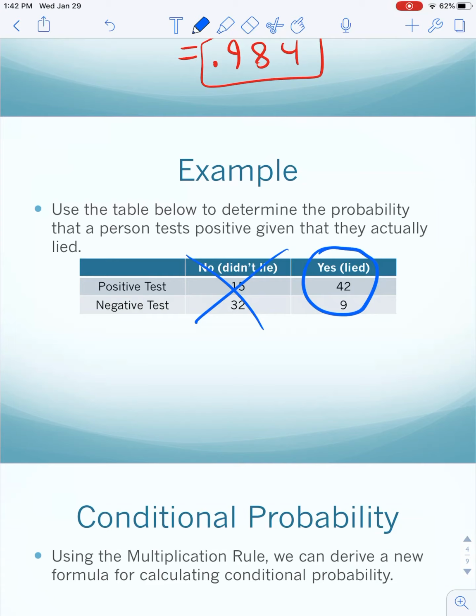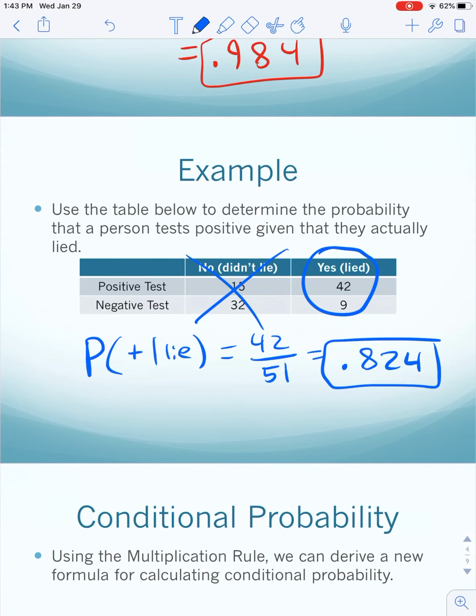These liars, and we're assuming we're testing a lie detector, out of the 51 liars, 42 of them tested positive. So the probability that somebody tested positive given that they lied is 42 out of 51. There were 51 liars, so given that they lied means we're only talking about the liars. So there were 51 liars and 42 of them tested positive. That probability, going to the calculator, is 0.824. And that's our answer.